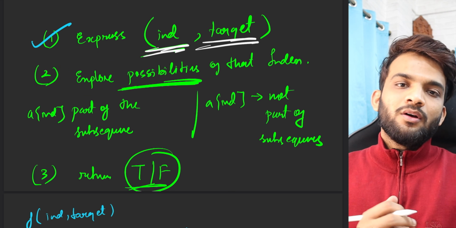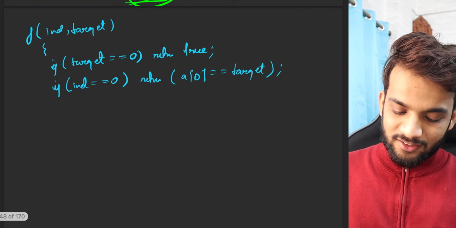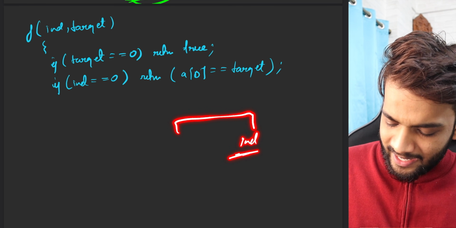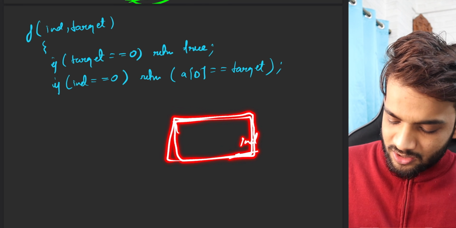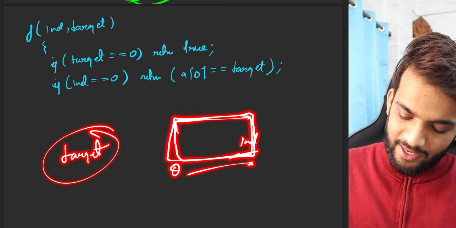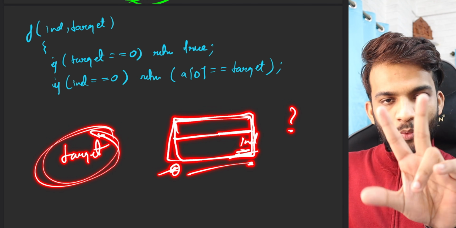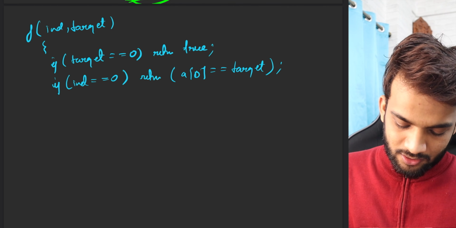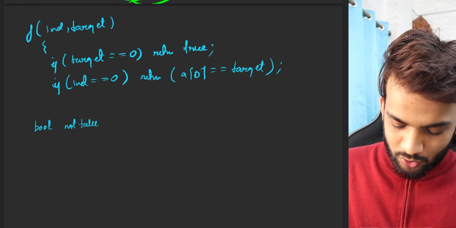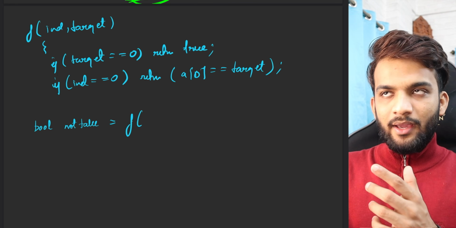What's the next thing? Explore possibilities of that index, because as of now you're standing at an index. So you are at an index and they're asking, can I form a subsequence from 0 to that index that gives me the target? I'll be like, okay, there are two ways. One of the ways is I say I will not take it. So can I say if I don't take it, then the function will be, okay, I'm not taking that.